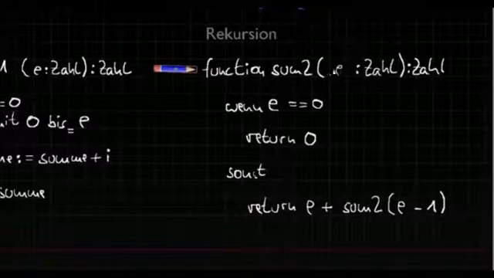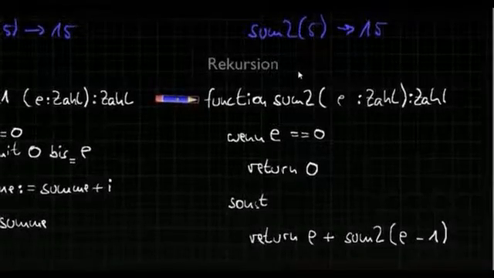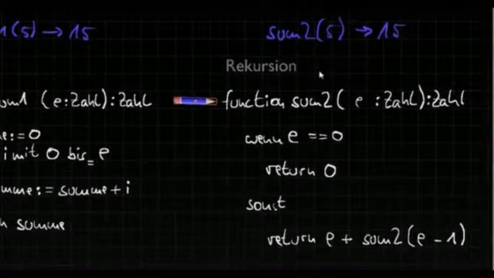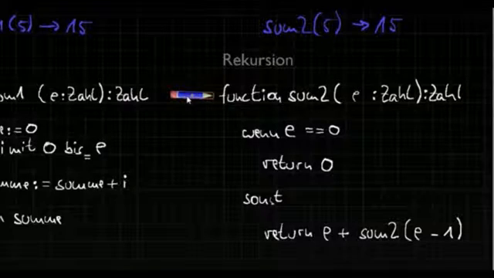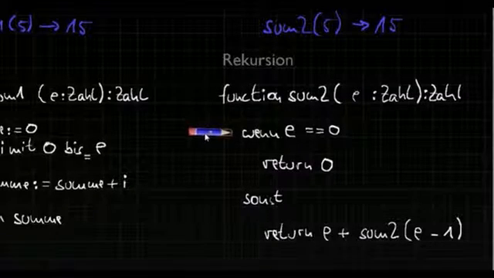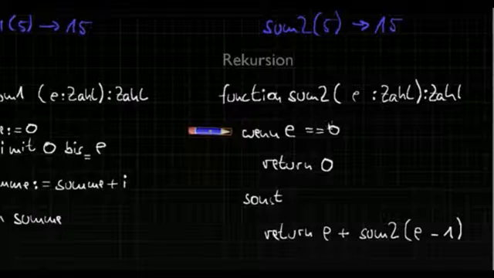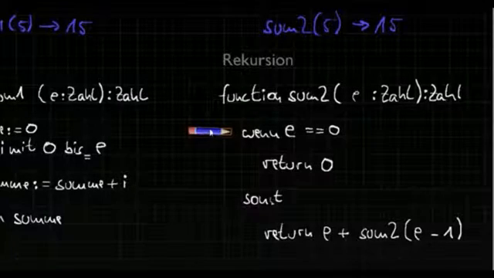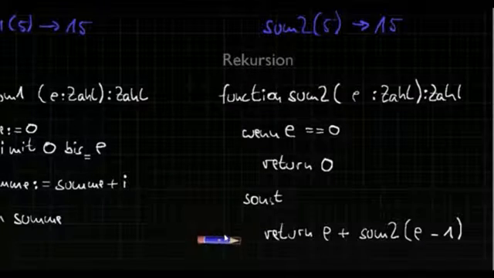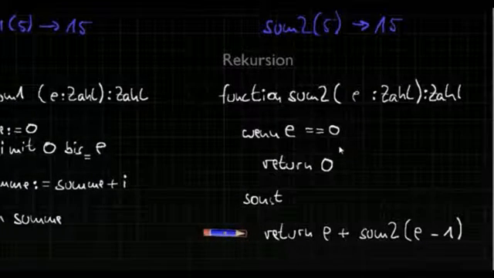So, this recursive function works like this. We also get the number e when addressing the function. In our case, that's 5. And now we do it like this. If the given number equals 0, it returns 0. Else, the function would recall itself.